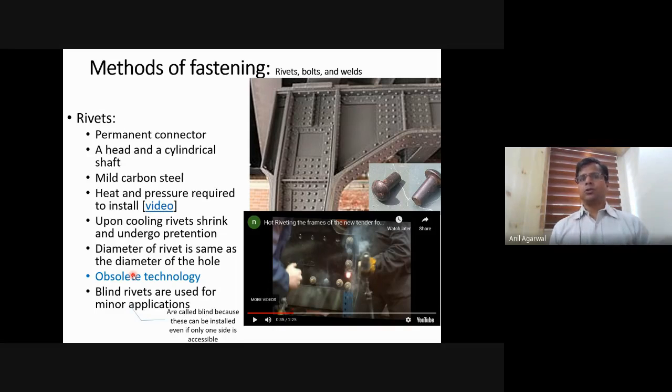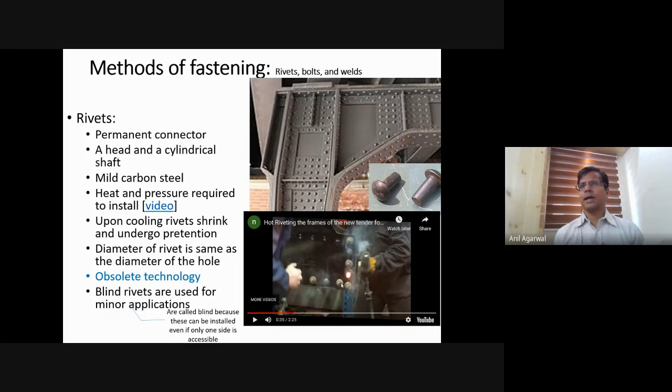Rivets are still used, but not in this kind of way. This kind of installation is done at very high temperatures. These kind of rivets are very uncommon now, unless you are doing something like the Eiffel Tower. If you see the Eiffel Tower, you have some pictures, search on the internet, look closely, all rivets. Yeah, this major bridge in Kolkata, Howrah Bridge, all rivets. All such kind of old structures, they all are made of rivets. They all use rivets for connections.